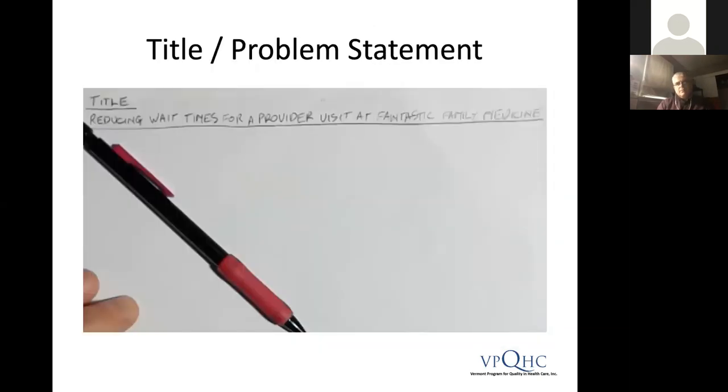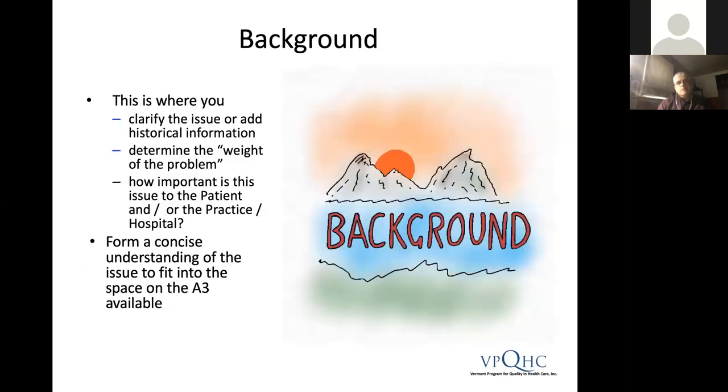Here's one in a paper and pencil. I'm going to use this example as we go through. So we're going to try reducing wait times for a provider visit at this fictitious Fantastic Family Medicine. So we need to find out some background about this problem. This is where you clarify the issue or add historical document information.